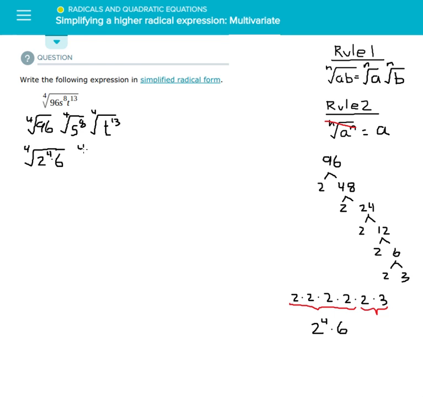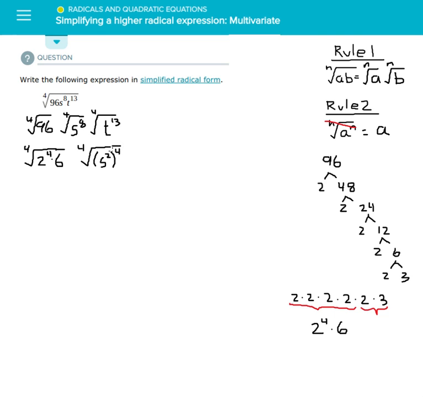Now let's go to the next one. This s to the 8 is not so bad. We wish it was somehow written in terms of an exponent 4, and we can do that if we recall our exponent rules. Well, 8 can be written as 2 times 4. And here's the way we're going to do it. 2 times 4.